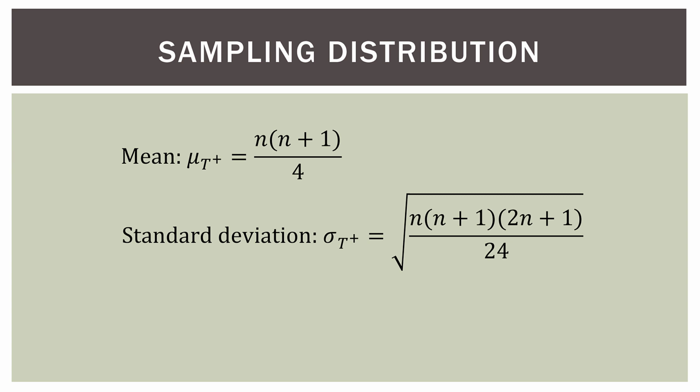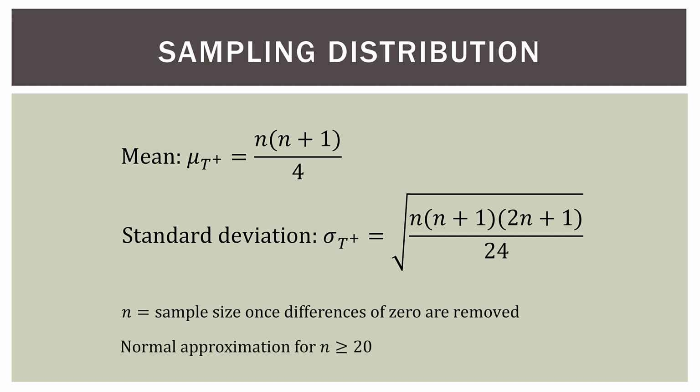Standard deviation is sigma sub T+, and that is denoted as the square root. In the numerator, we have n times the quantity n plus 1 times the quantity 2n plus 1. So we just put n in where those n's are, all divided by 24, and take the square root. So that is our standard deviation from the sampling distribution. Now, of course, n is the sample size once any differences of 0 are removed. That's very important to note.